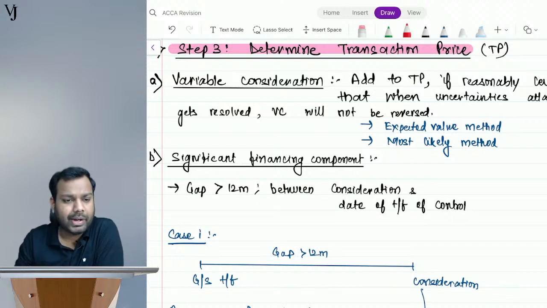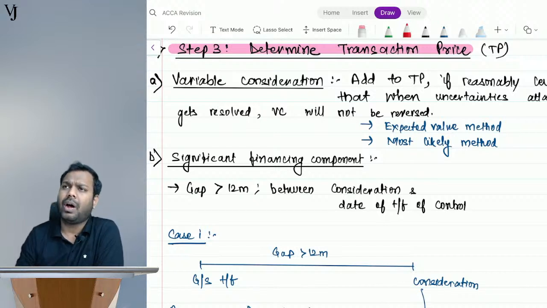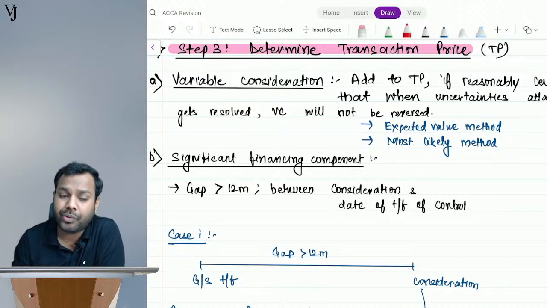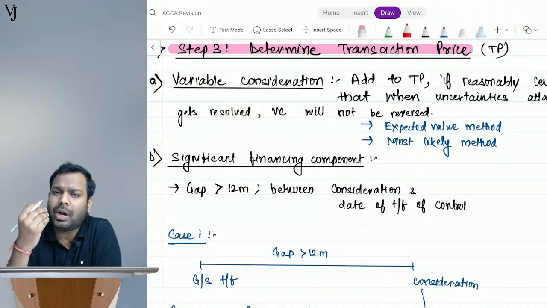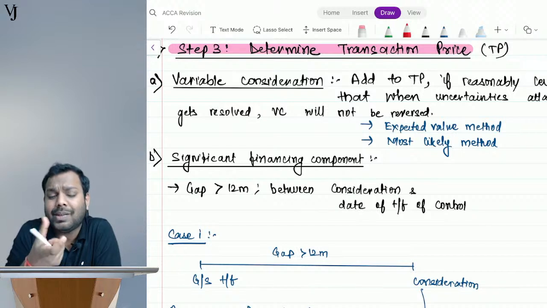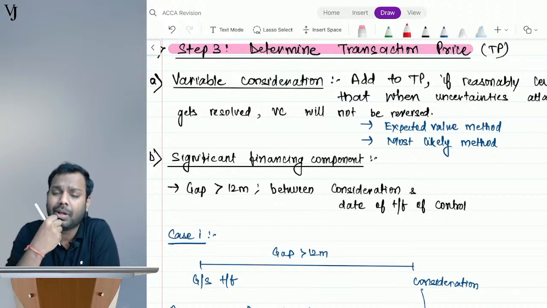See, there is no challenge regarding a fixed transaction price, but there are challenges pertaining to variable transaction price. Why? Because when we hear the term variable, it means it is dependent upon future conditions. Understand, guys, whenever it is dependent upon future conditions, there is a contingency that comes up.